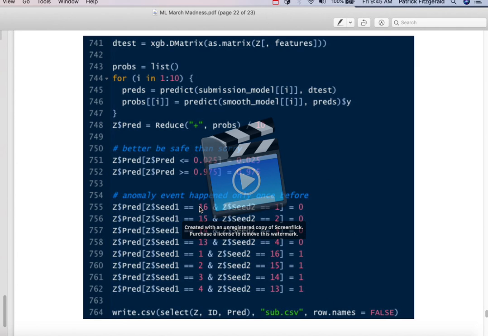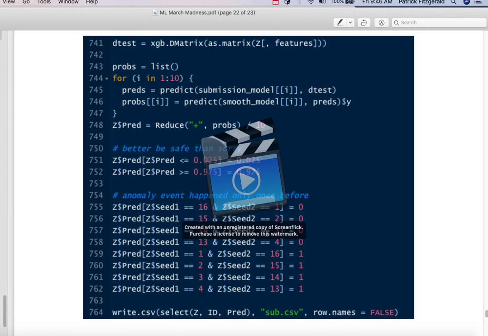So anytime a 16, 15, 14, or 13 faced a 1, 2, 3, or 4 seed, I always gave the favor to the superior team, and then this is just saying the same thing here. Anytime 1, 2, 3, 4 faced 16, 15, or 14, they were guaranteed a victory regardless of what the model thought. So this is something that maybe I'd like to tweak as well. This kind of nixes the idealism of a Cinderella story, but is probably a safe bet most years.